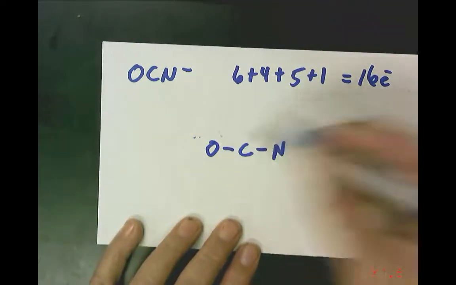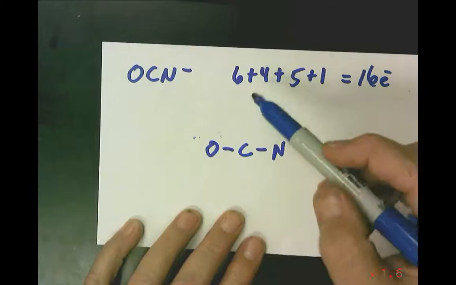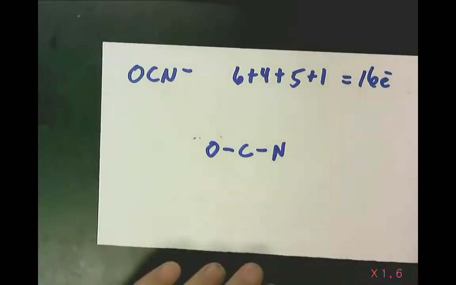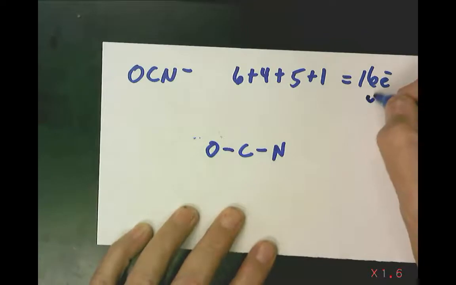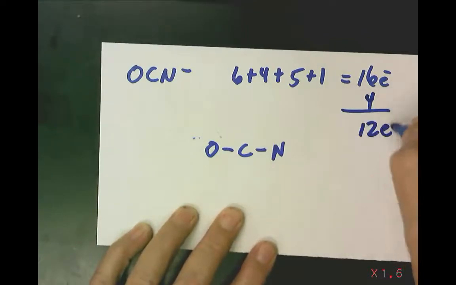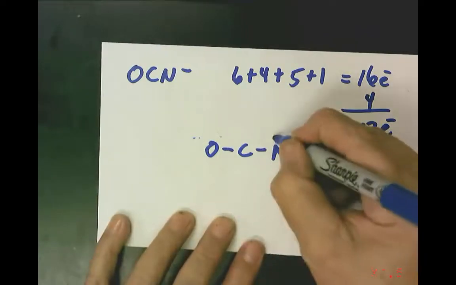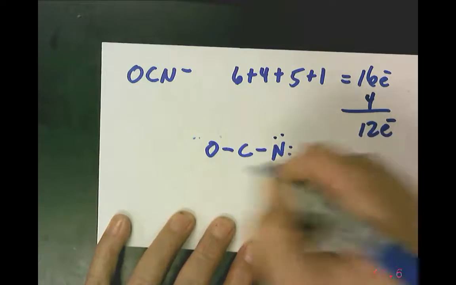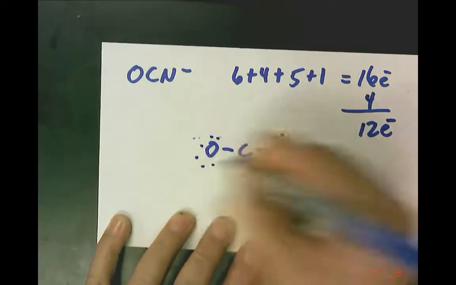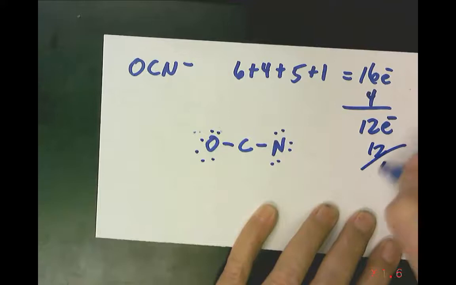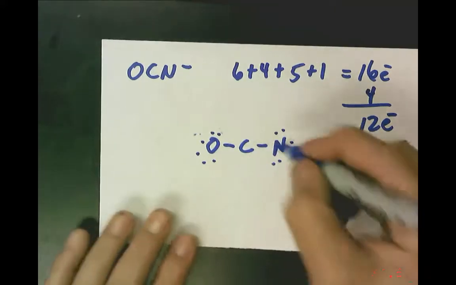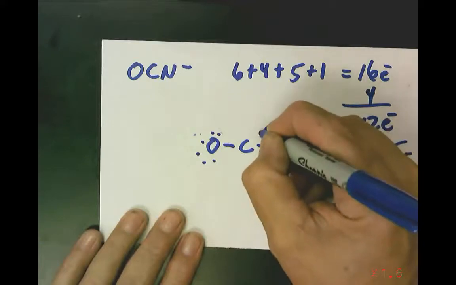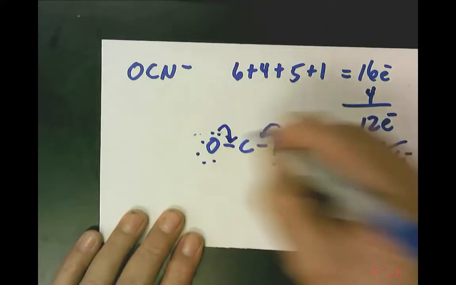All right, so we've used, let's see, we've used 2, 4. Okay, so that leaves us with 12. Okay, so I'm going to complete the octets. 2, 4, 6, 8, 10, 12. Okay, we used up all our electrons. We have none left. Carbon is not happy. So we're going to just push and push.